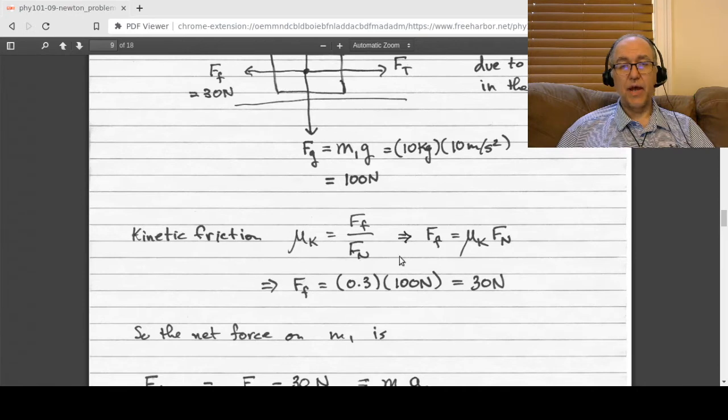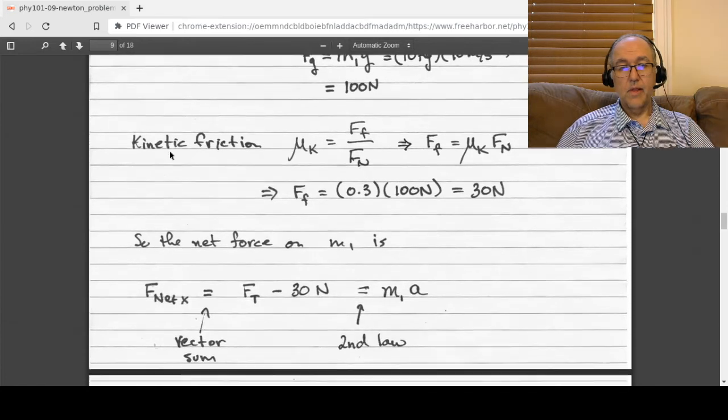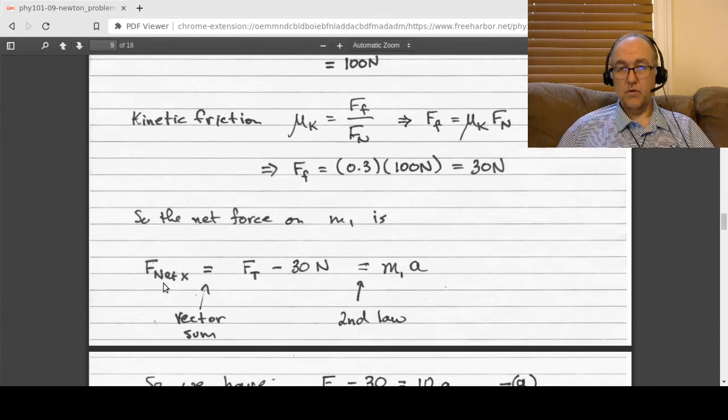And so actually here I did show you how I calculated Ff. Mu k is Ff over Fn, so Ff is mu k times Fn, just rearranging that formula. 0.3 times 100 is 30 newtons. So here is the net force, and I could even have said the net force on number one, only the x component, because the y components totally cancel out. Ft is bigger than Ff, so the net force is going to be Ft minus the 30 newtons. So up to this point, F net x, the x component of F net, is going to be equal to Ft minus 30 newtons.